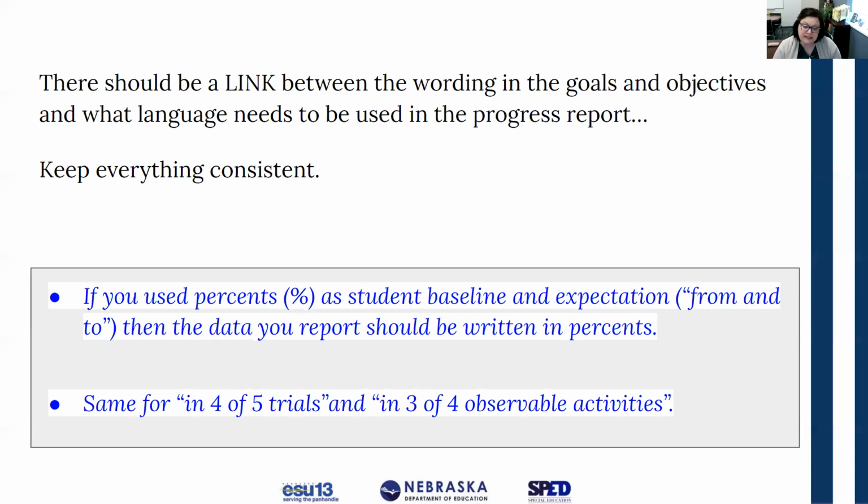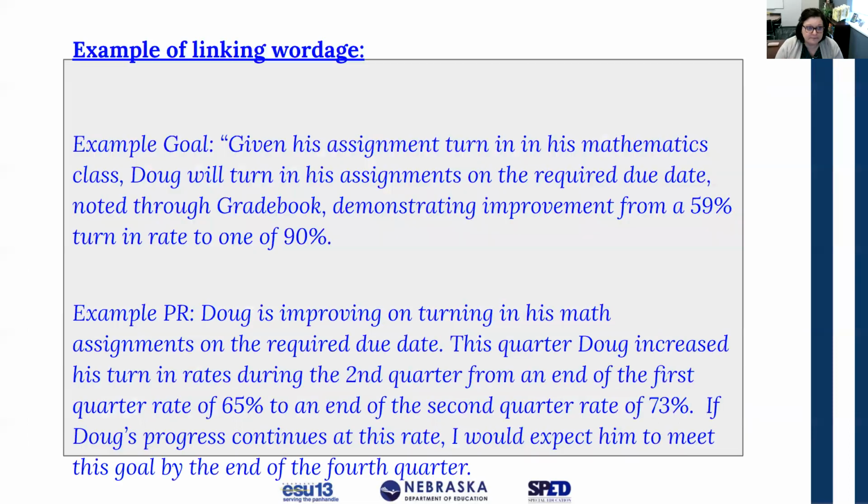We wouldn't use a percentage if we use that wording. If we say we'll have a turn-in rate of 90%, then we want to make sure that we're reporting progress on the percentage of turn-in. If we say we'll have a reduction in office referrals, we should use the exact wording when we write that progress report. We want to keep everything consistent so that we show that we are truly tying it into the goal that has been set and monitoring the same thing.